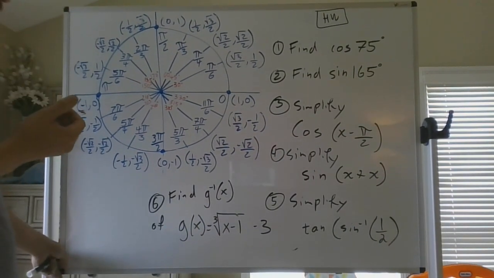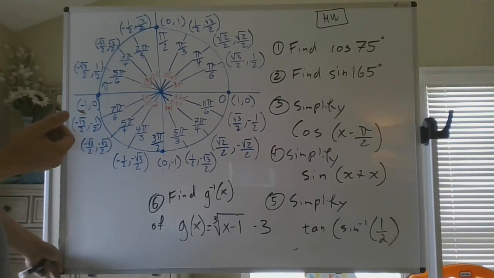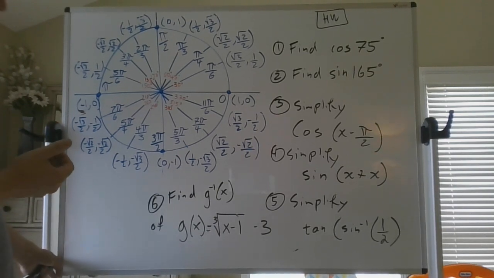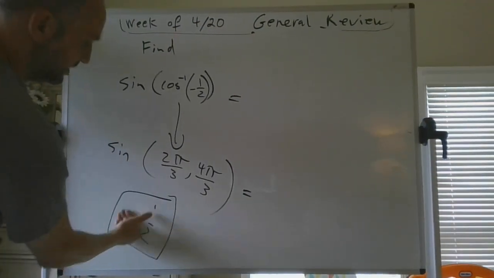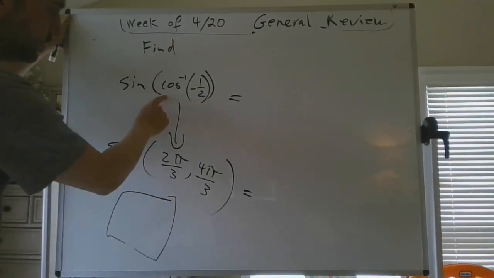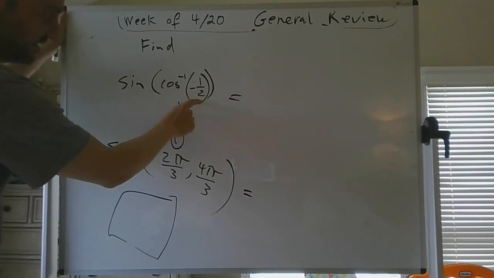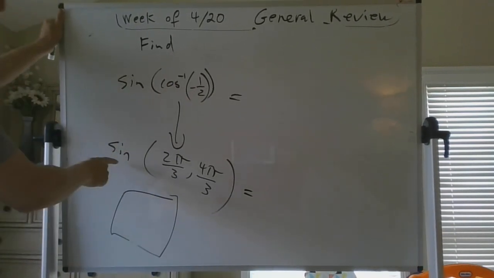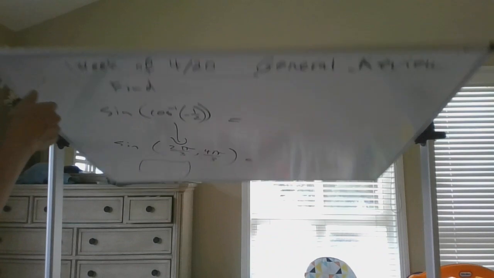Cosine of 2 pi over 3. Oh, sorry, a cosine of half. Oh, I'm sorry, I made a mistake. That is not that. The angle which has a cosine of negative half is 2 pi over 3 or 4 pi over 3. I need to find the sine of that. See? I made a mistake.